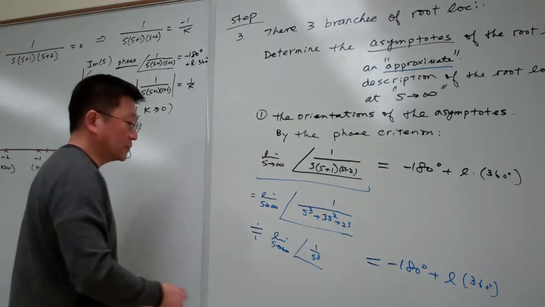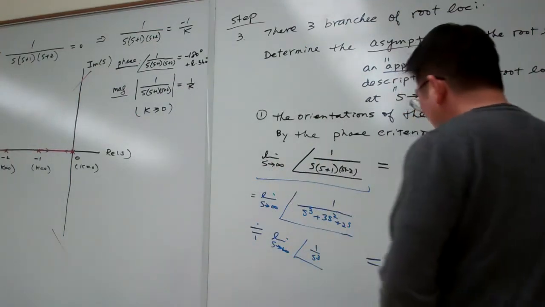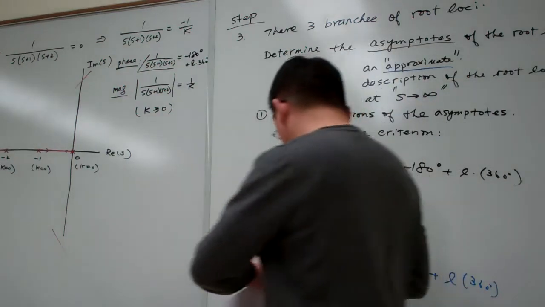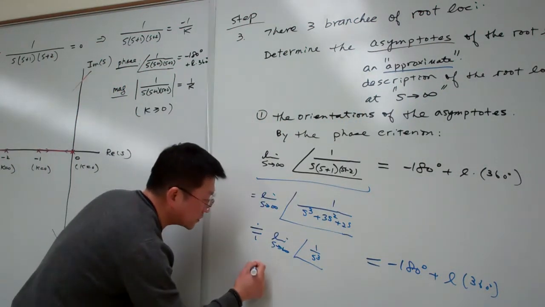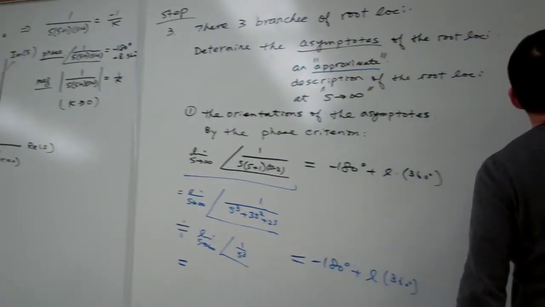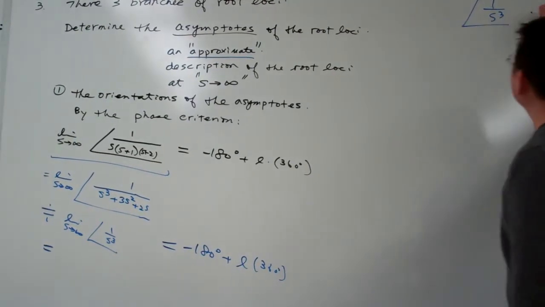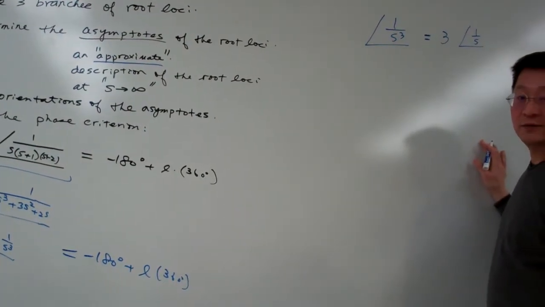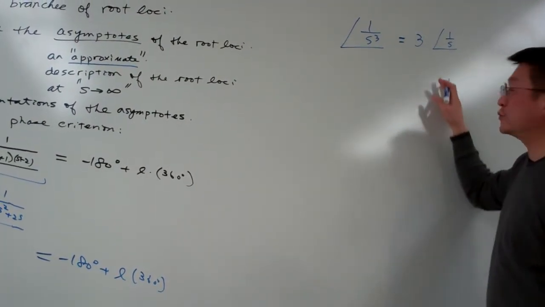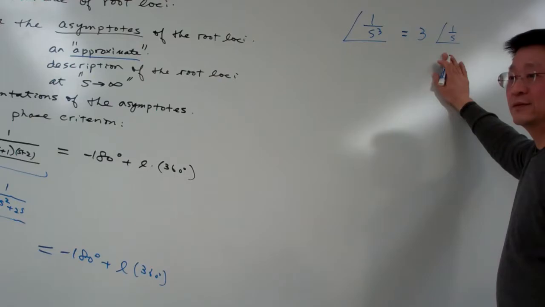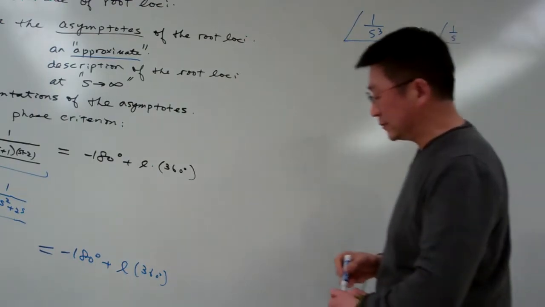Now we can keep doing the calculations. For this one, the angle of s cubed is 3 times the angle of s, right? Do you know why? You should know this one. Is that right? How can we say this?